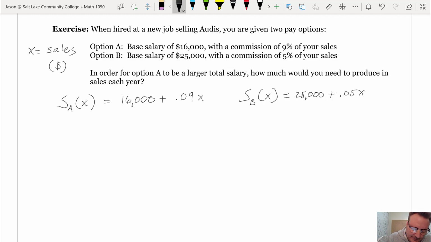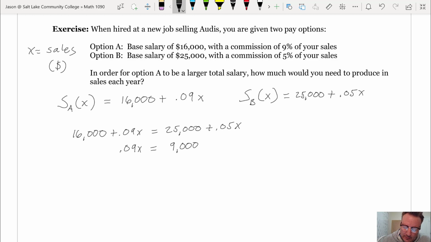So let's do that. Let's set S of A equal to S of B, and we get 16,000 plus 0.09x equals 25,000 plus 0.05x. I'm going to subtract 16,000 from both sides of the equation, and 25,000 minus 16,000, well, that's the same as doing 25 minus 16, that's going to be 5 and then 4, so 9,000. So I have 0.09x is equal to 9,000 plus 0.05x.